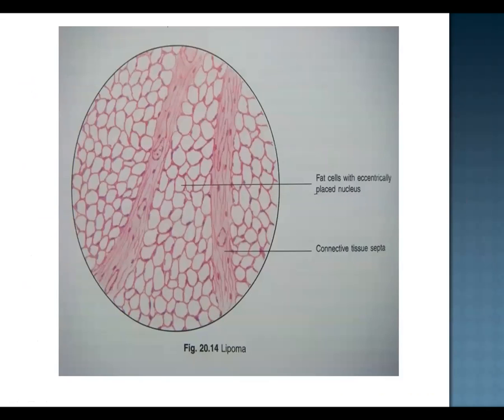So our departmental chart diagram will show lipoma like this.